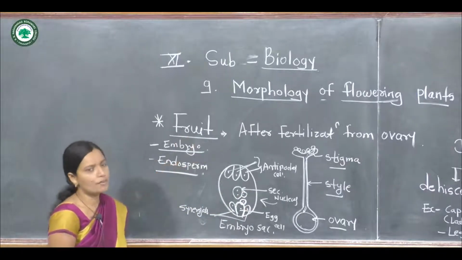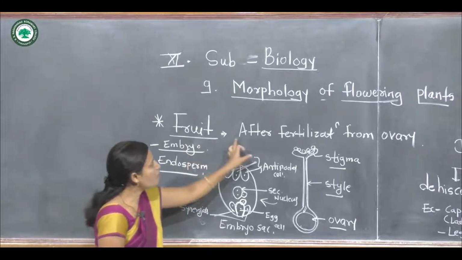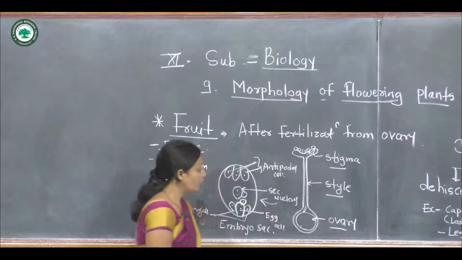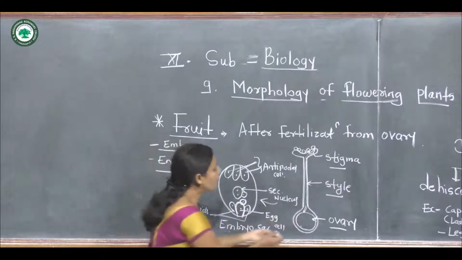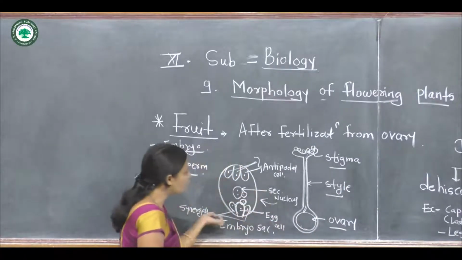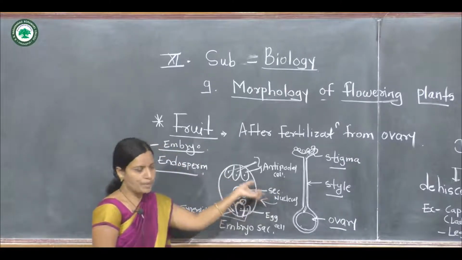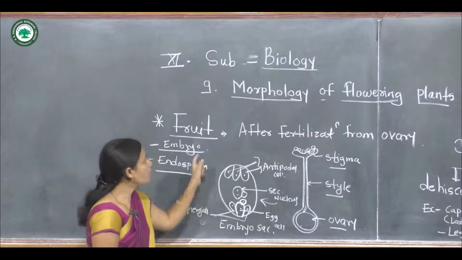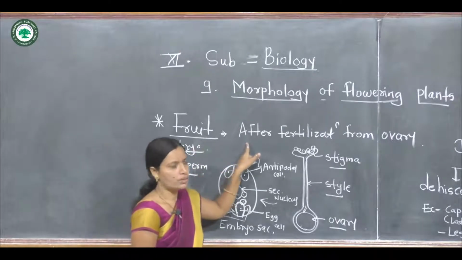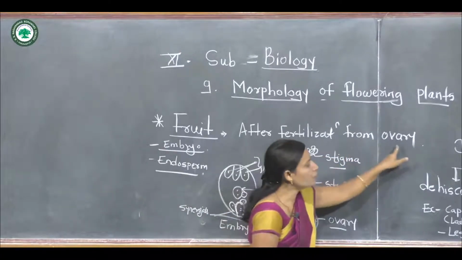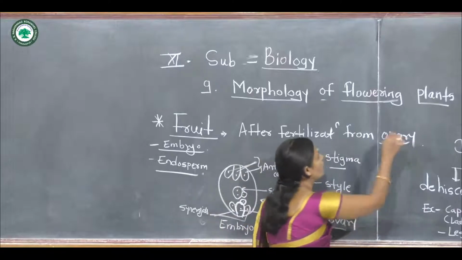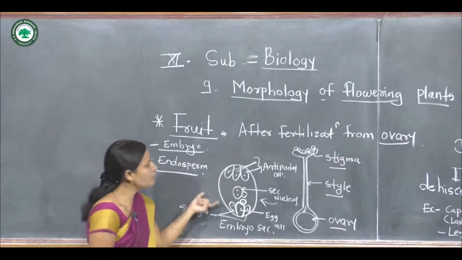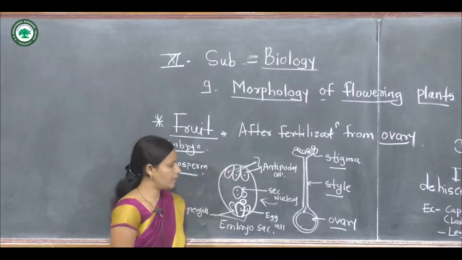Now these fruits are formed. These fruits are formed after fertilization from the ovary. This is the ovary, and after the fertilization process, meaning fusion of the male and female gametes, the formation of fruits takes place. Fruits are formed after fertilization.